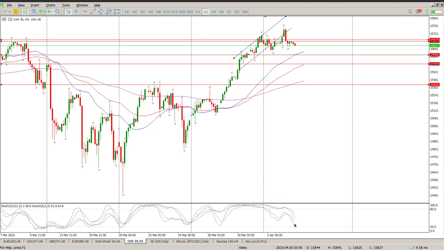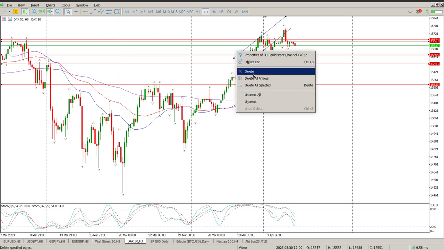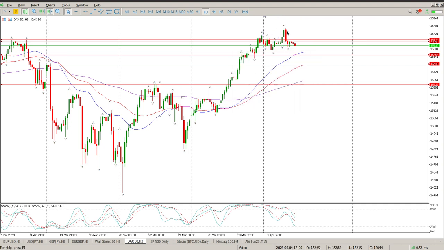Look at the oscillators pointing down quite nicely. Moving averages pointing to the upside. So this is a pullback or a consolidation. So at the moment, that's the only way to see what's going on here. I'm not seeing this as a top.